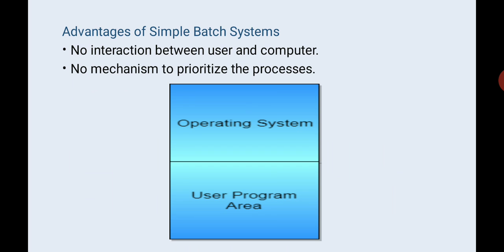So this is how, you can understand from this diagram, there is an entirely different area for the operating system, wherein the user program area is entirely different. See, the two are entirely different. There are very well defined boundaries between them. So this is one of the advantages: there is no interaction between the user and computer, and you don't need any mechanism to prioritize the process. So it's very simple.